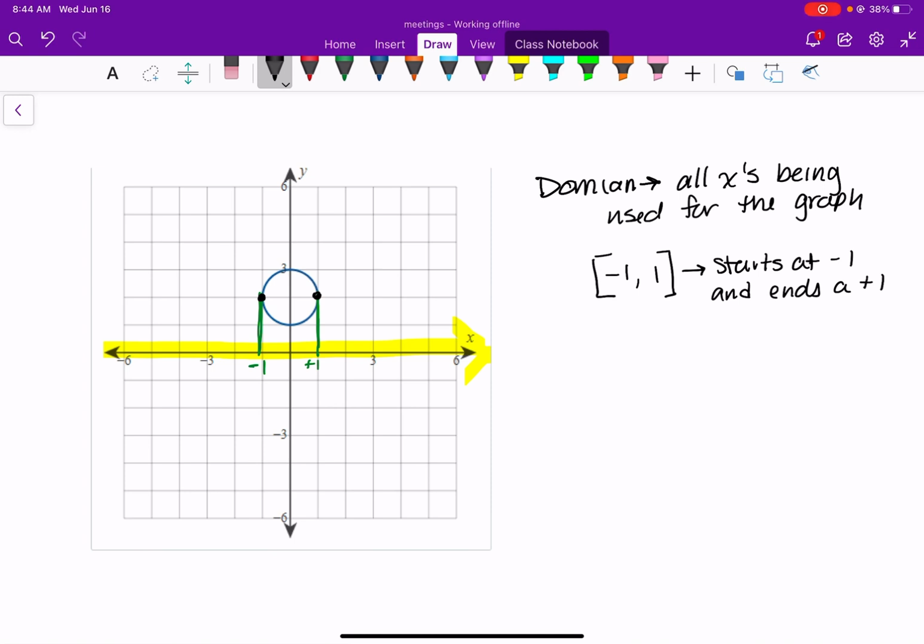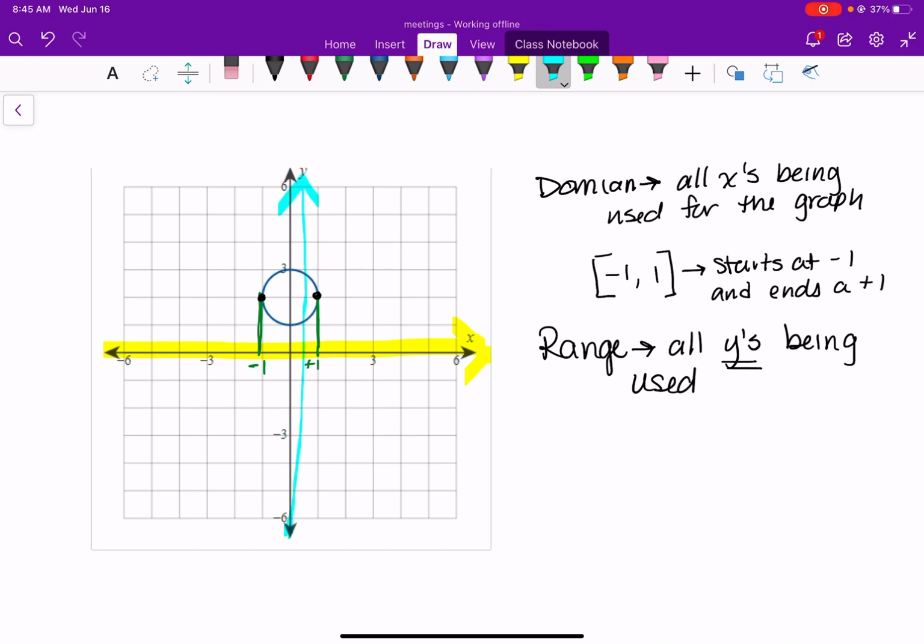So then when we go to the range, remember the range are all the y values being used. Again, for the graph, same basic concept, just we're looking at the y's. So this time what we're going to do is look from the bottom and go towards the top. Sorry, my highlighter doesn't work as well going vertical. But we're going to go from the bottom to the top.